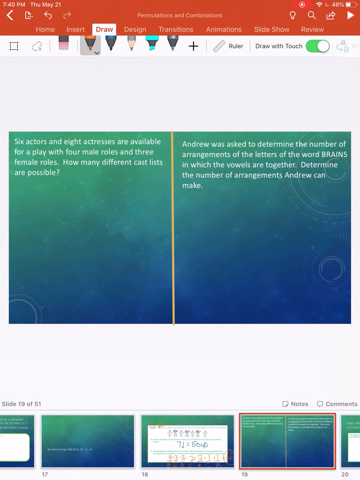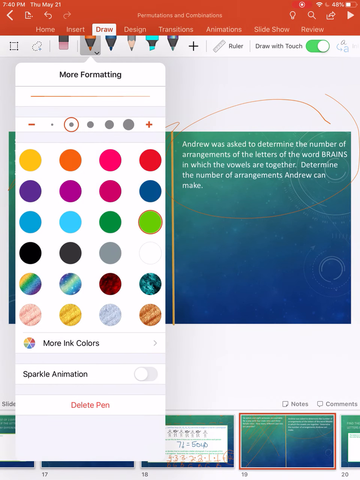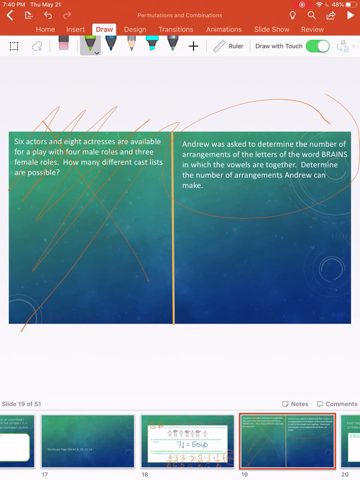All right, so we're actually going to skip this example on the left, just for time's sake, and we're going to look at the one on the right. So Andrew was asked to determine the number of arrangements of the letters of the word brains in which the vowels are together. So this is a new one. So the vowels in brains would be AI. So they have to be together.